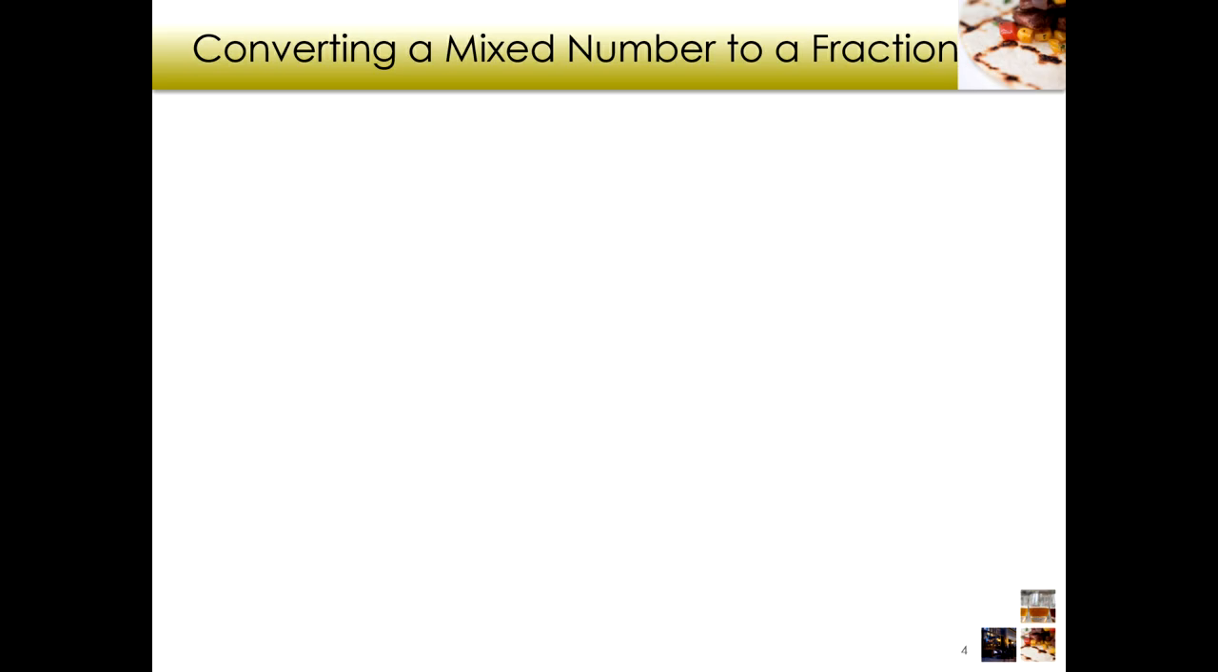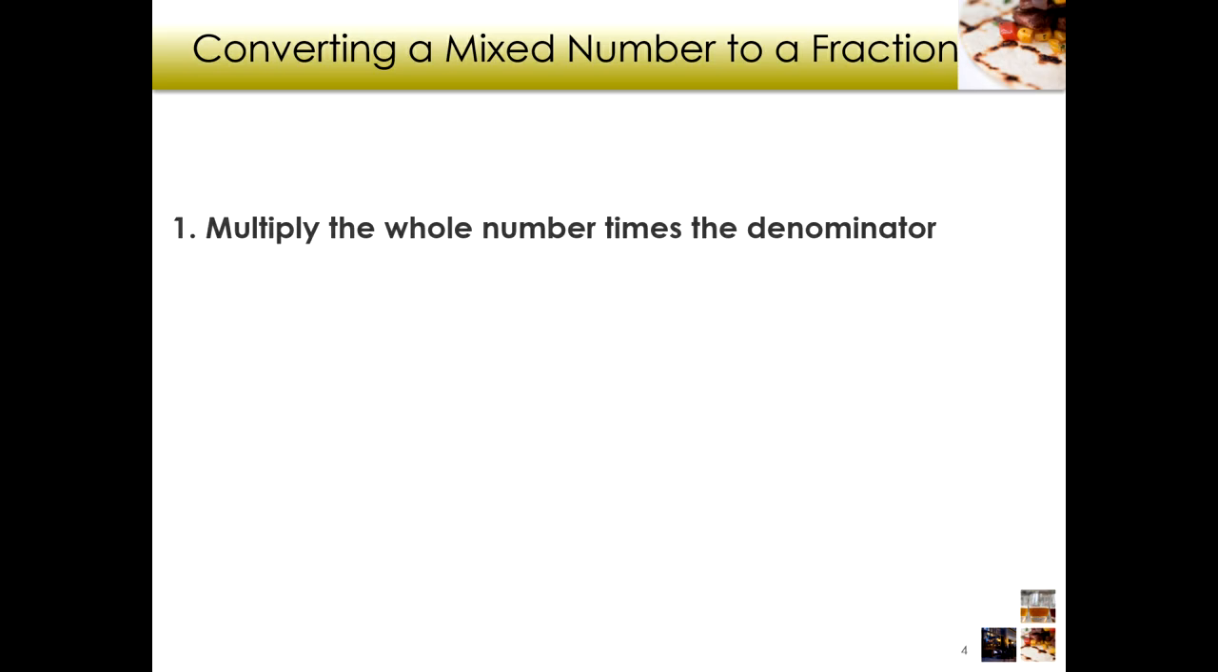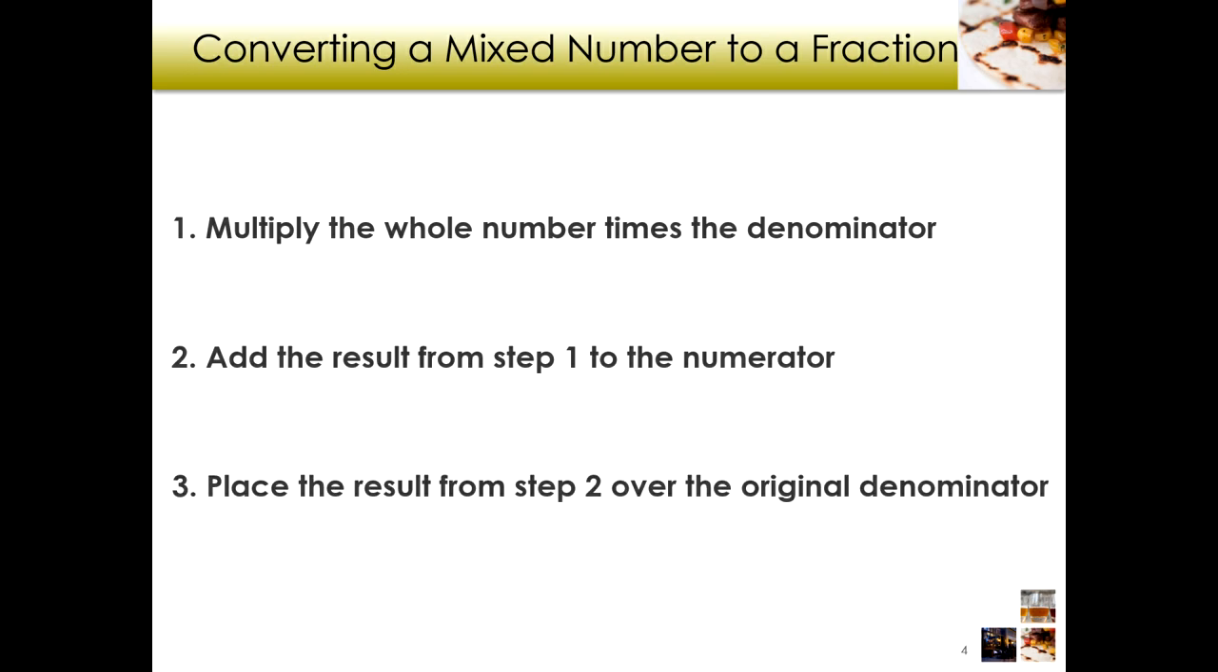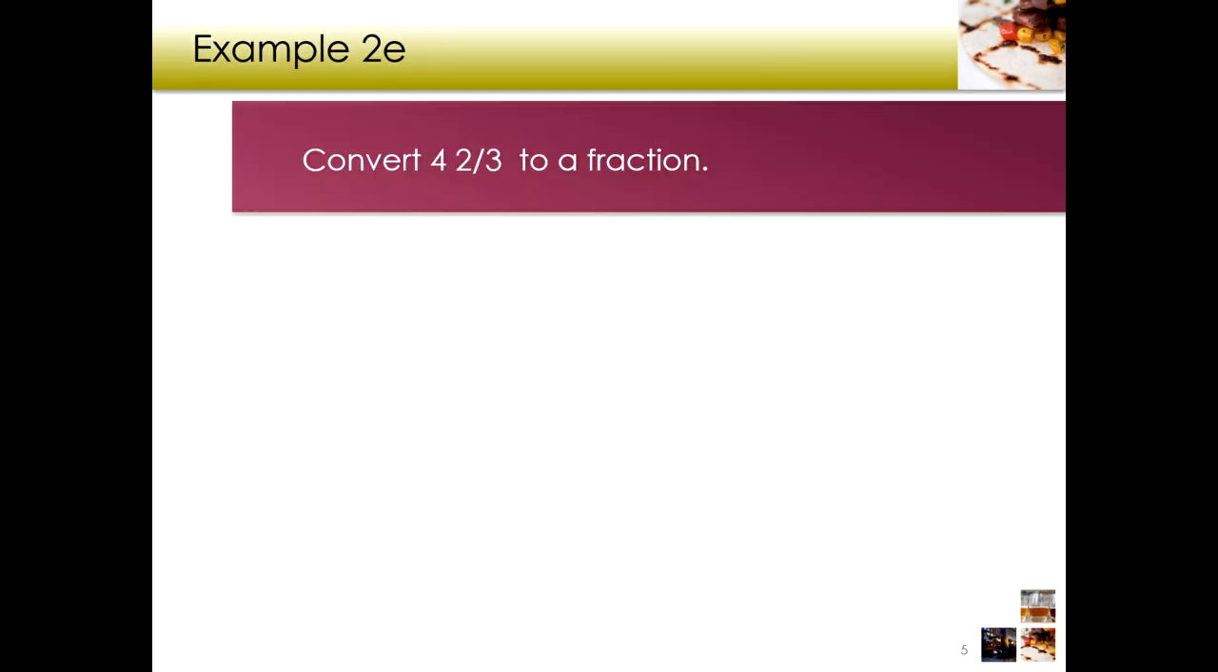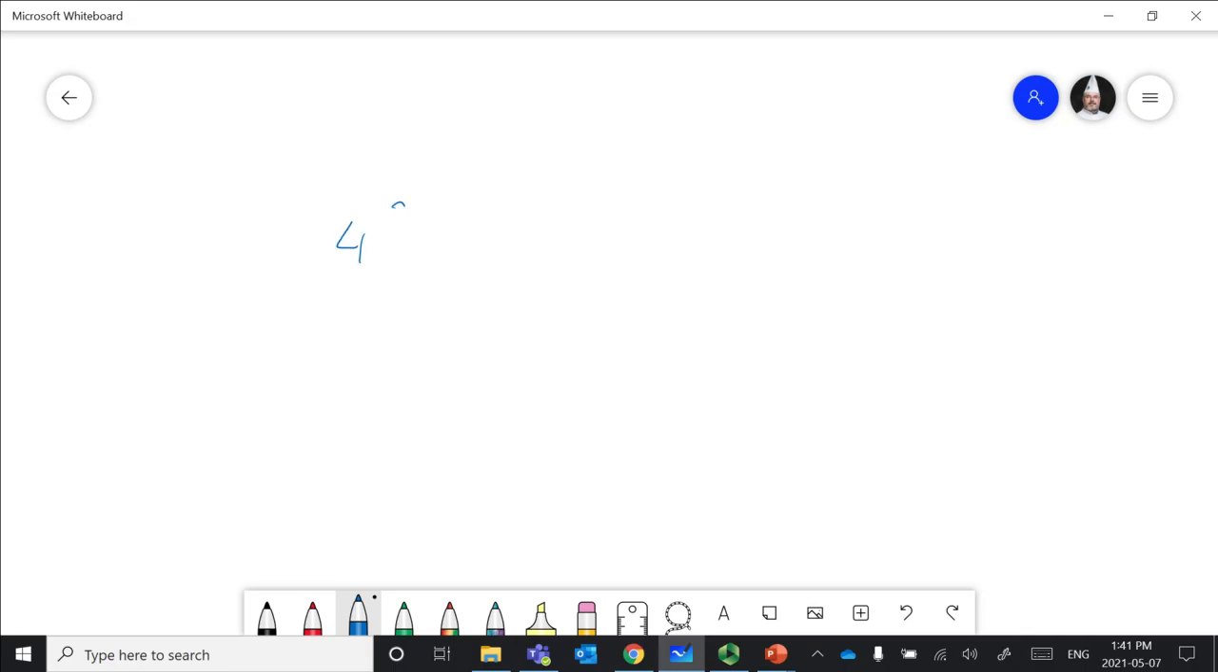So we want to convert mixed numbers into a fraction. How do we do that? We're going to multiply the whole number by the denominator. And then we're going to add the result from step 1 to the numerator. And then we're going to place the result from step 2 over the original denominator. I'm going to show you an example. So, we have an example here. We've got 4 2/3. And we want to know what is that as a fraction altogether.